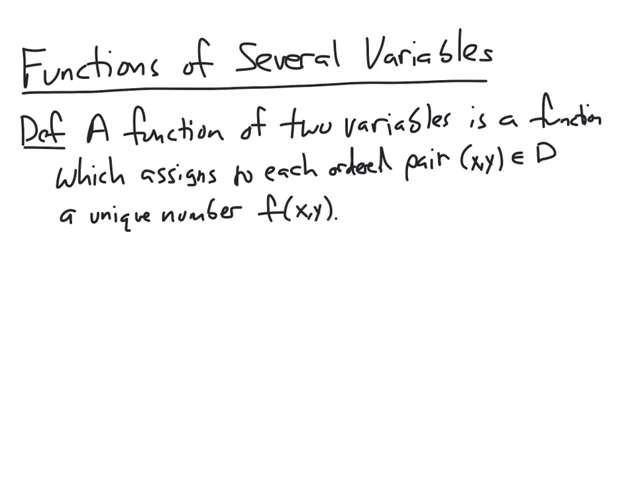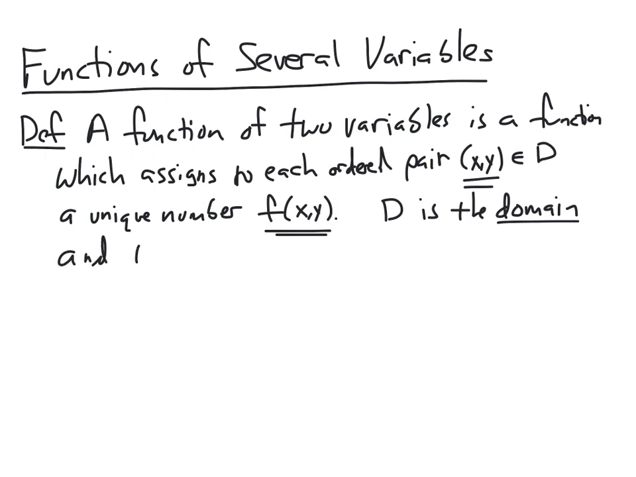So this is exactly the same definition of function that you've seen since algebra, except the input now is a pair of numbers, which we're going to call x, y, and the output is f of x, y. So this is really the only difference here. The set D that we just referred to is going to be called the domain of the function. It's the set of ordered pairs that can be input into the function.